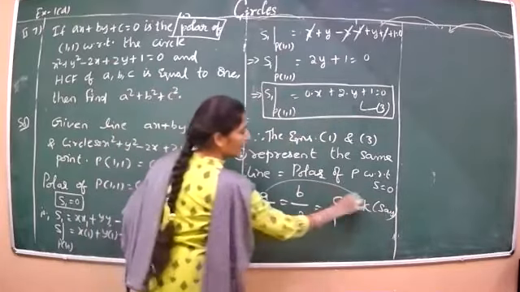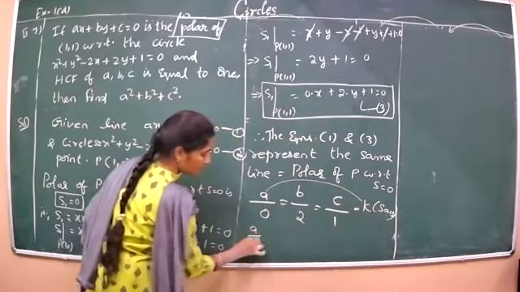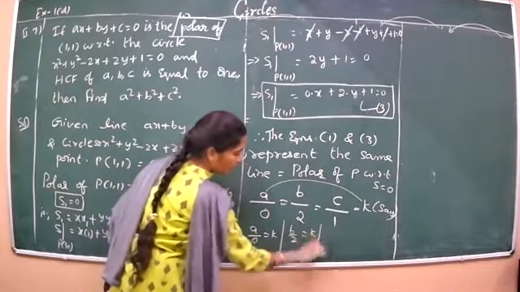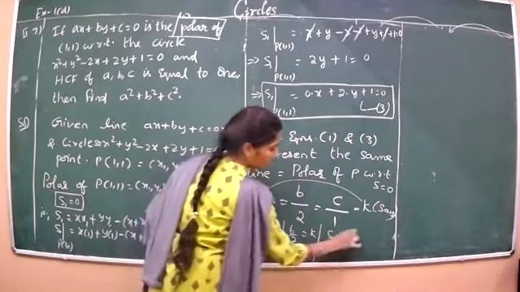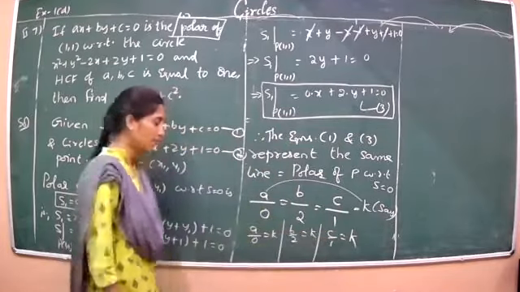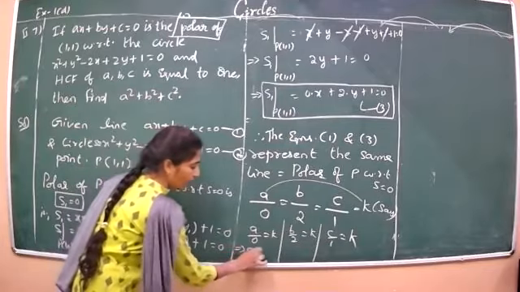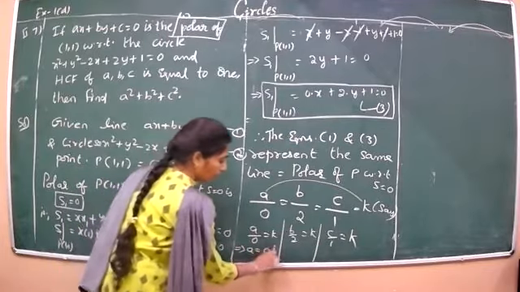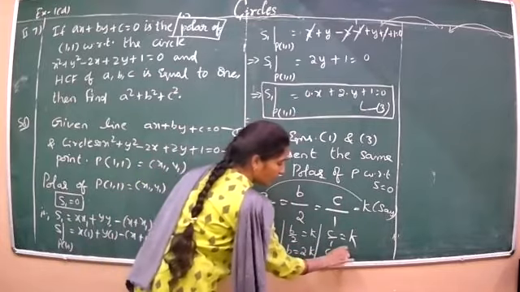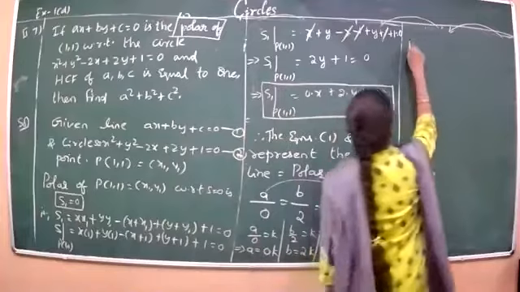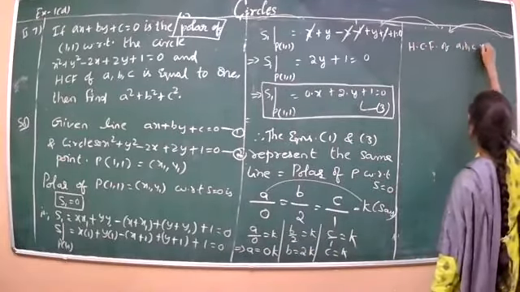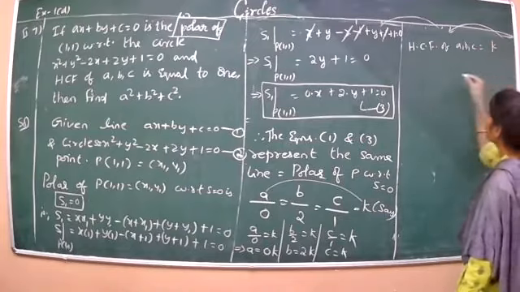Equating each value to K: A by 0 is equal to K, B by 2 is equal to K, and C by 1 is equal to K. So A equals 0 into K, B equals 2 into K, C equals 1 into K. So the highest common factor of A, B, C is equal to K.